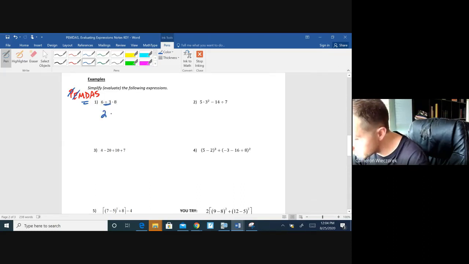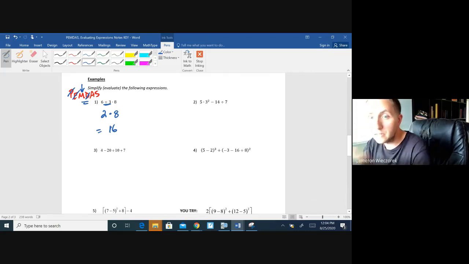And then I'm going to carry down the times 8. That dot means times. Okay, so I did my division. I still have multiplication I have to take care of. 2 times 8 is 16. And I'm done, because there's my one answer.